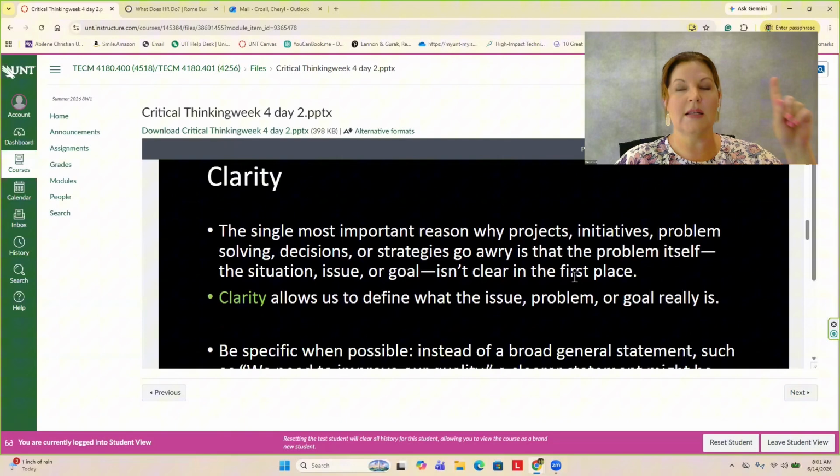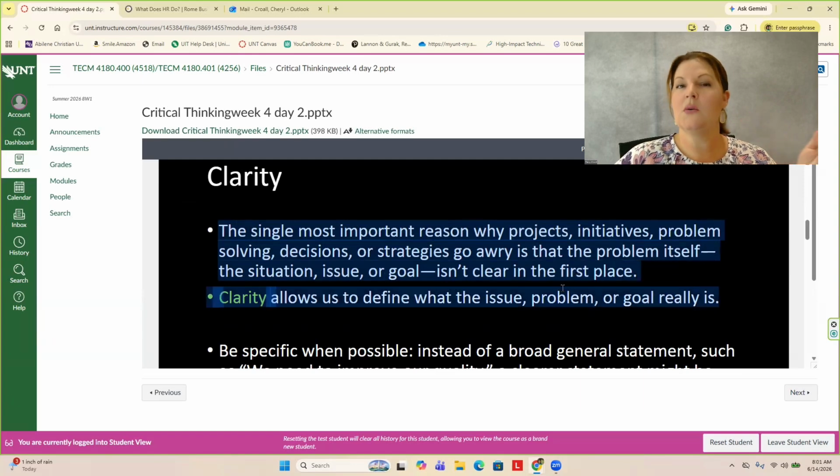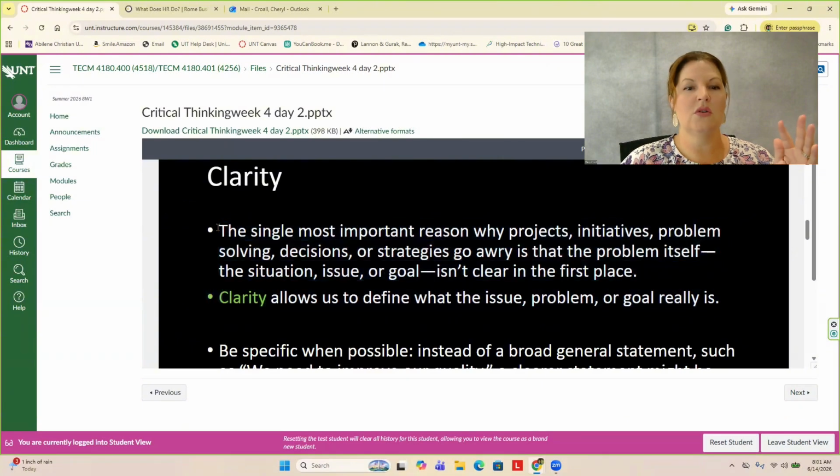So the first step is getting clarity. This is the most important step of critical thinking because it really helps us define what the problem is. So as you saw last week when you were discussing the copier problem, you probably said, oh, well, we don't really know. Why are people unhappy with the printers? Are they too slow? Is the demand too much? Do they just keep breaking down? Like, what is the issue?